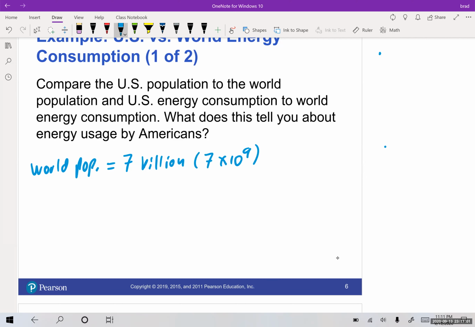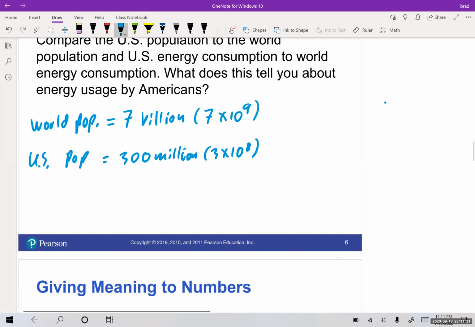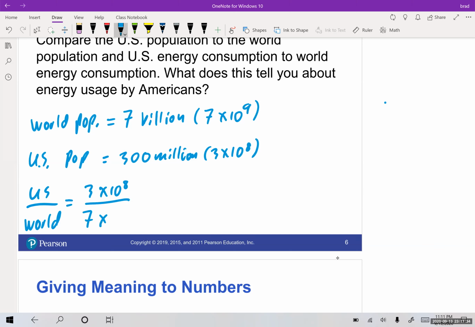Okay. And then we have US population. I said about 3.5 or 350 million. I guess they're going to say we're at 300 million. And we have 3 times 10 to the 8th. Okay. So if we do US over the world, that means we're going to use 3 times 10 to the 8th divided by 7 times 10 to the 9th.